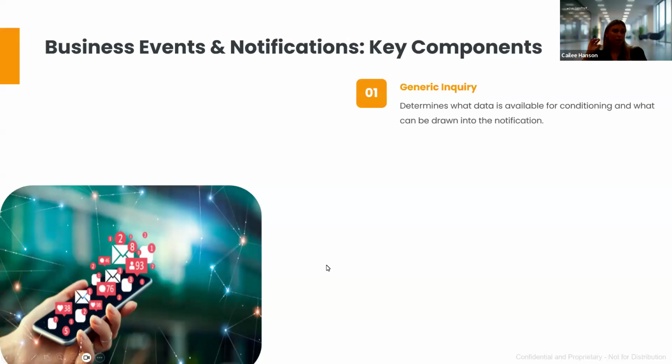So within a business event, the base component of it is a generic inquiry. We've used this term multiple times before. This comes into play a lot within the system. The generic inquiry is what determines what data is visible and available for conditioning. Based off of the conditioning, the notifications can then follow. For example, if we want to send notifications based off of sales orders for a specific customer, as long as we have a generic inquiry that contains that data, we're able to push notifications and have actions based off of that as well. We've seen this come into play on the dashboarding side.